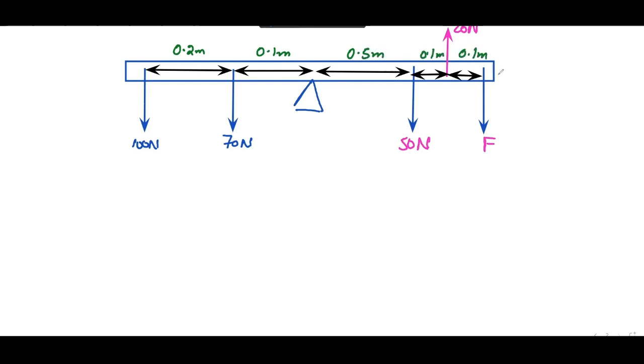is also 0.1 meters. So if I ask you to make the equation thinking that this rod is balanced, how would you make that equation? What would that equation be? I want you to find out the value of F.